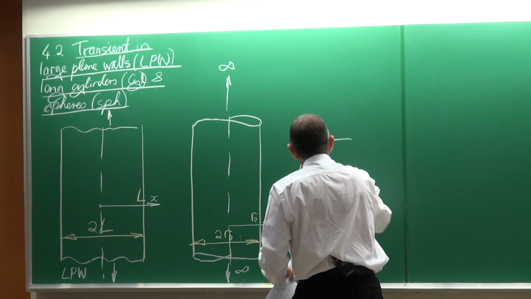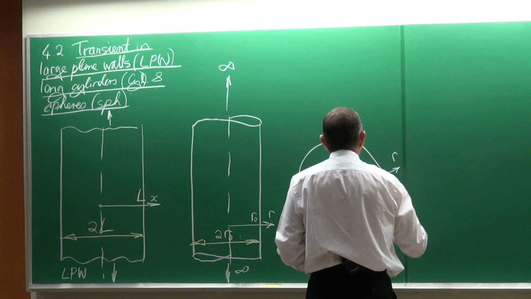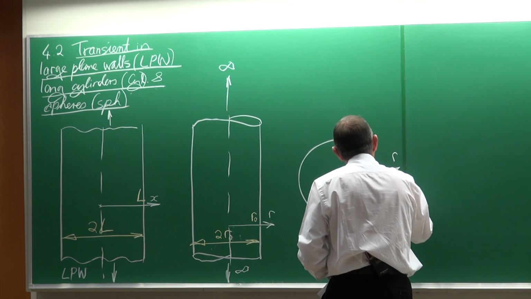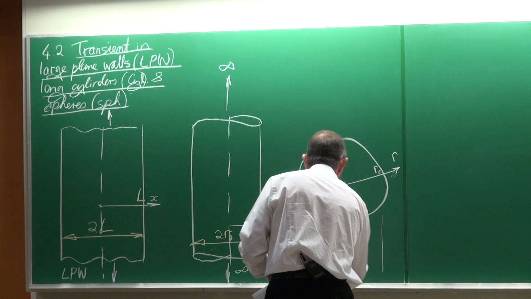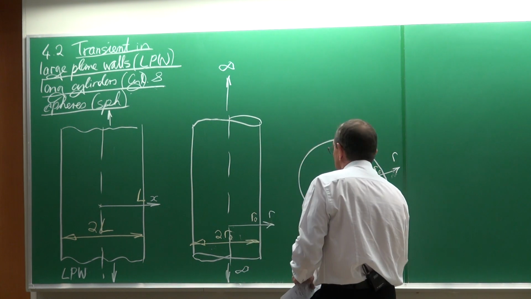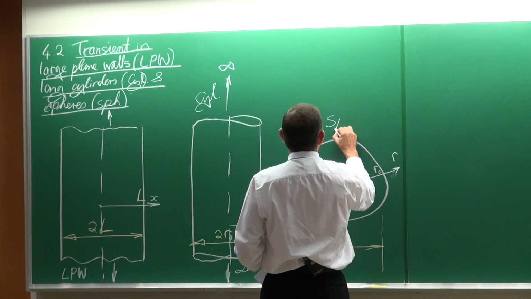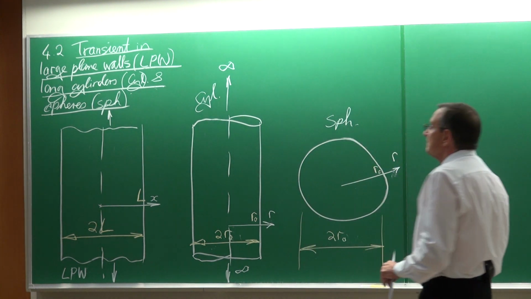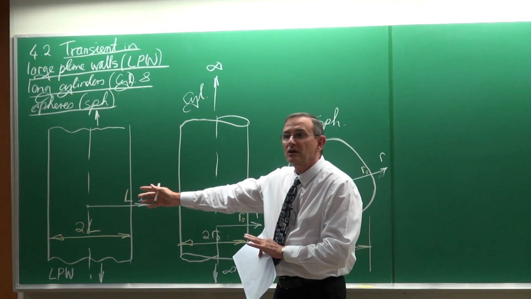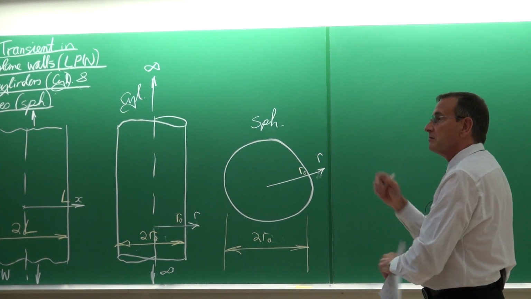The third type of body is a sphere. And in a sphere, again, that is r, and that is equal to r0, and the diameter of the sphere is 2 times r0. This is a cylinder, CYL, and this is the sphere, SPH. In this paragraph, we're going to get analytical solutions for these 3 types of geometries. Simple geometries, just to start with.